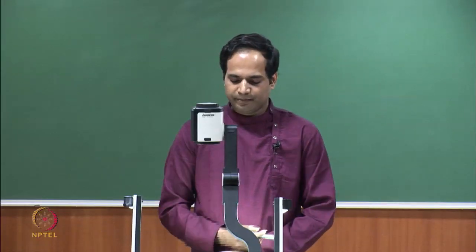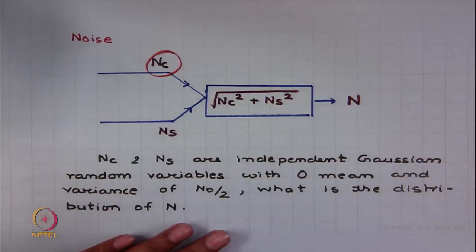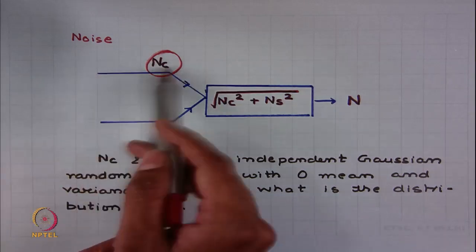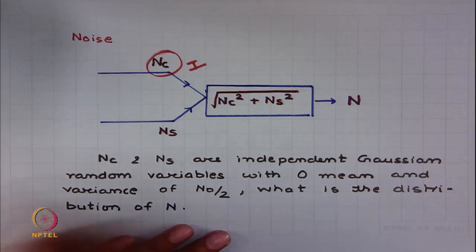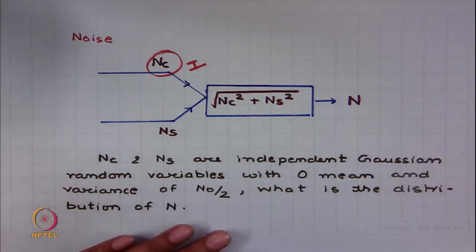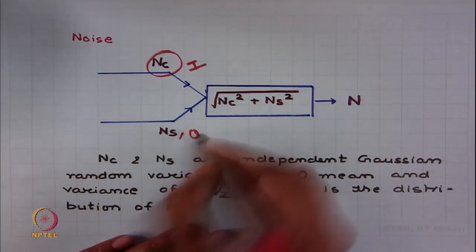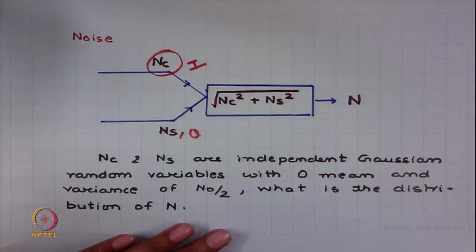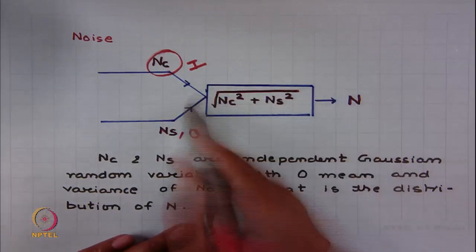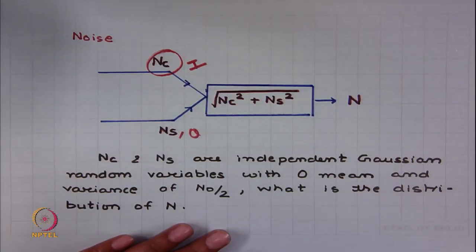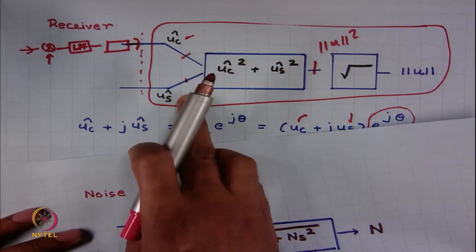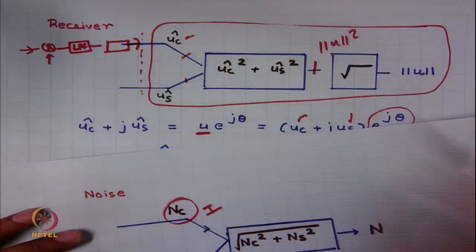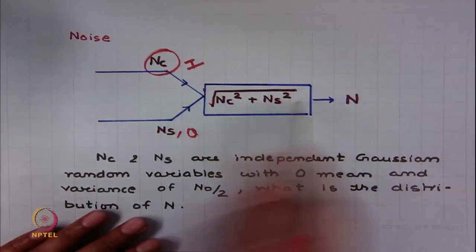What happens to this noise? So, if we assume that there is a noise depicted by a random variable NC in the cosine part or in the in phase channel, and let us assume that there is a noise depicted by this random variable Ns in this Q channel or in the sine part, then when you have this operation of squaring in phase and Q phase component, adding them up and then taking the square root of this, you also do this with noise.